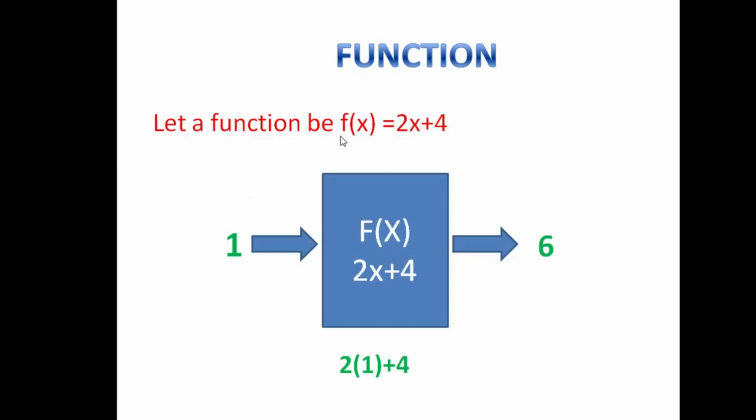The classic way of writing a function is f(x). So here I've taken f(x) as 2x plus 1. Here you can see if I give 1 as the input, after coming from this function you will get 6. So the input 1 and output 6 are related with the function. Now we will see in this chapter how functions are related with sets.